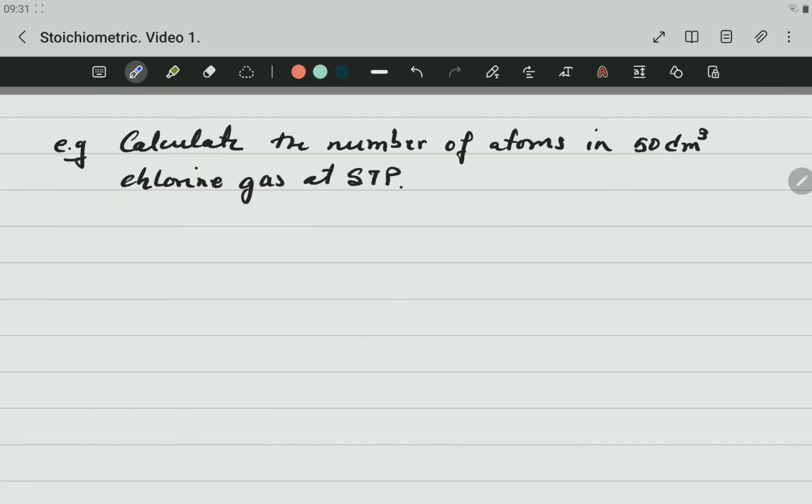So saying that, maybe we can see a very small calculation of STP. All right, so let's look at one example. Calculate the number of atoms in 20 decimeter cubic of chlorine gas at STP. Okay, so now let's remember that chlorine gas is Cl2, so it's a diatomic molecule. This is a molecule, and this is diatomic. You have 2 atoms of the same type.